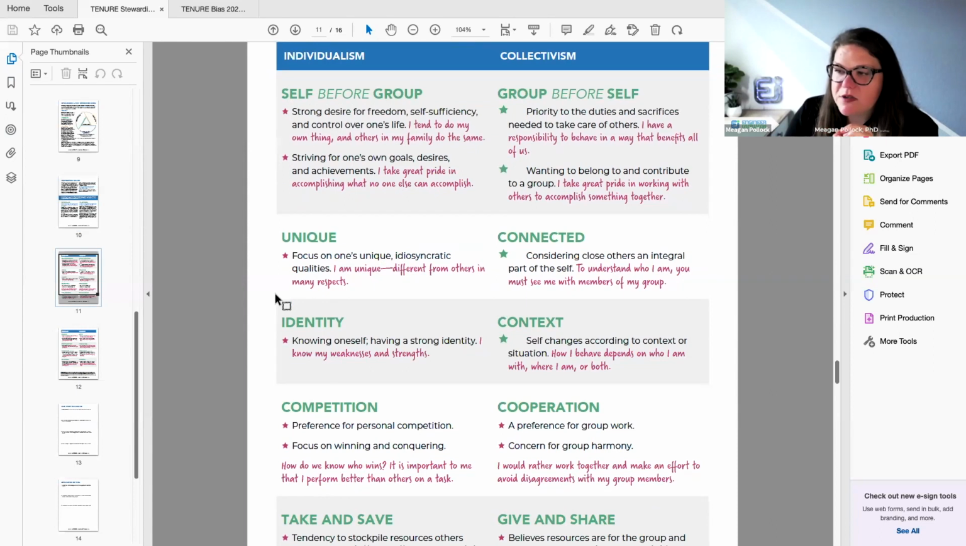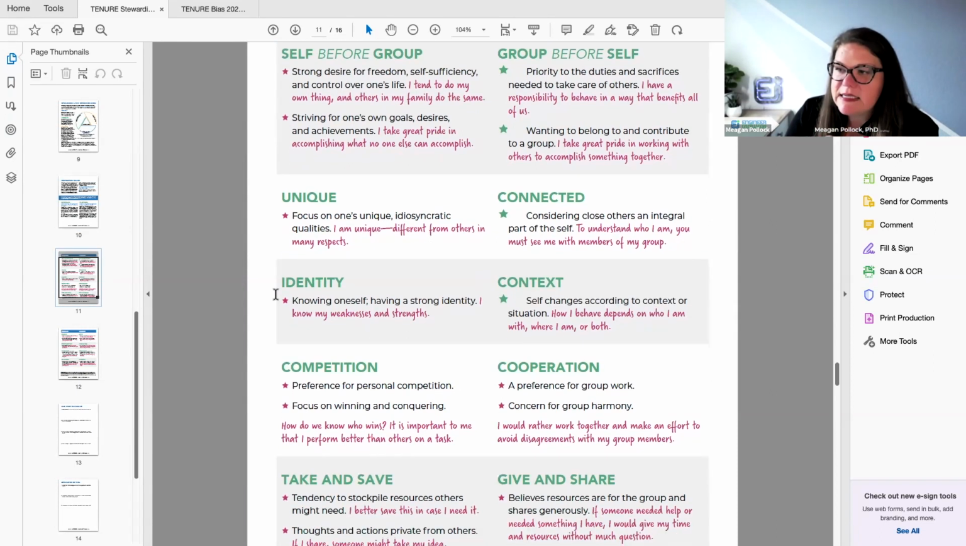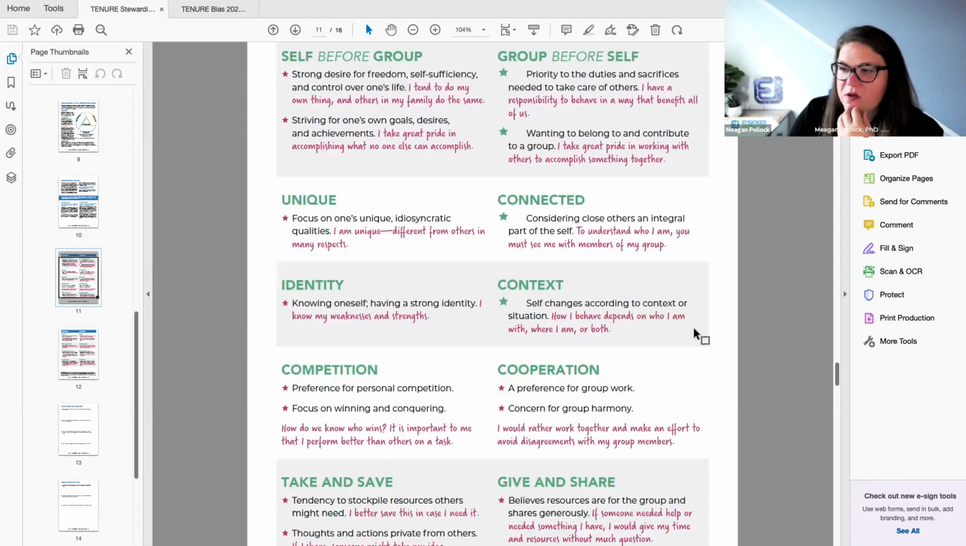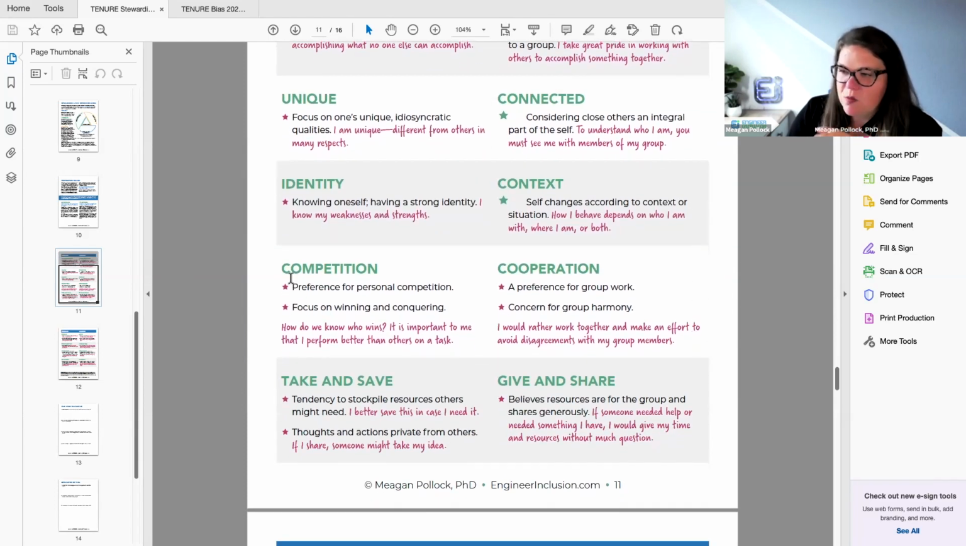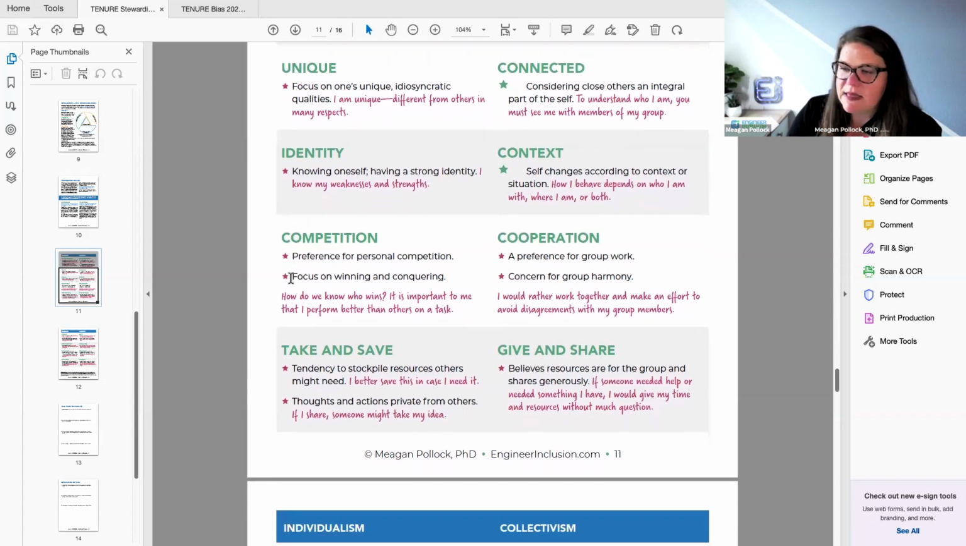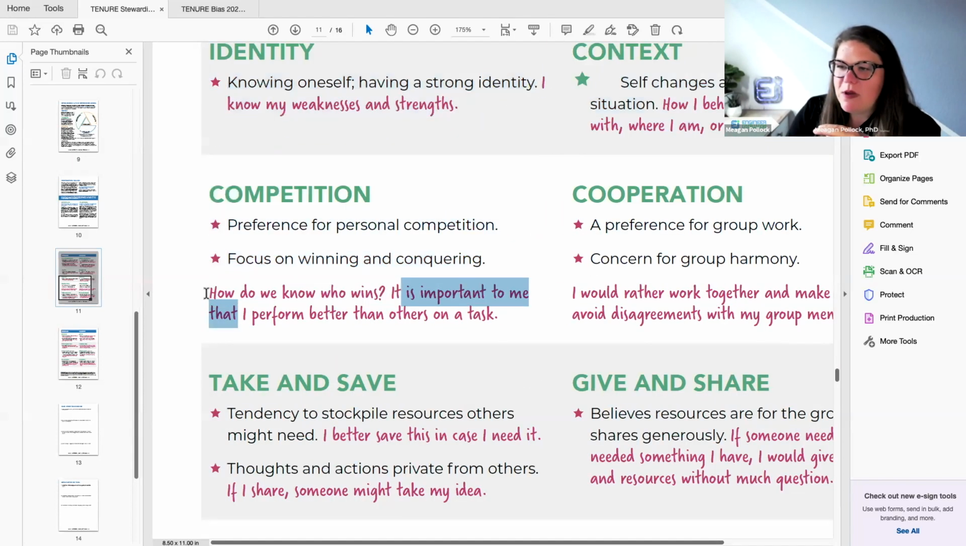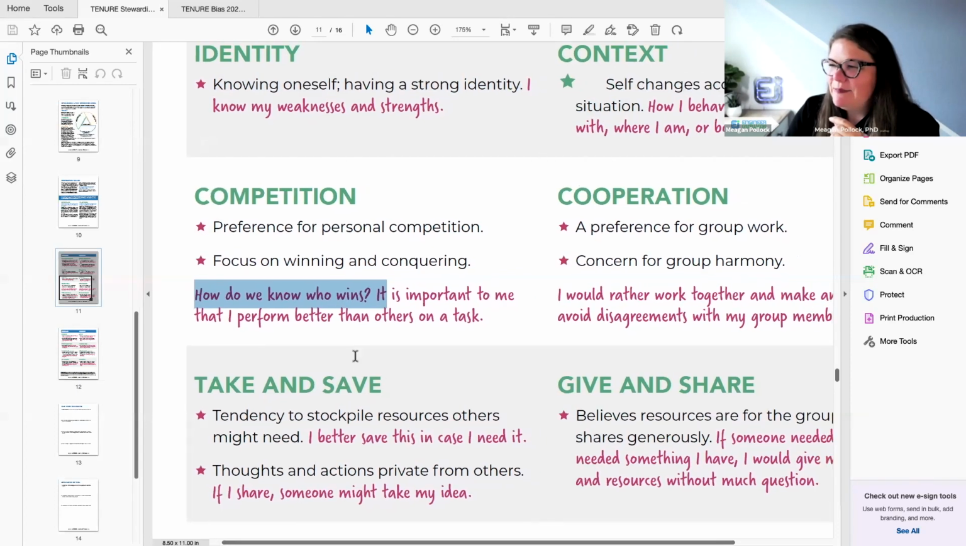Other characteristics are like unique versus connected. Individualistic cultures have a tendency to really focus on my uniqueness, versus collectivism, which is around seeing oneself as part of others. Another key one is competition versus cooperation. Like this notion that everything's a competition. I put here, how do we know who wins? Anybody who says that is probably steeped in individualism, right?